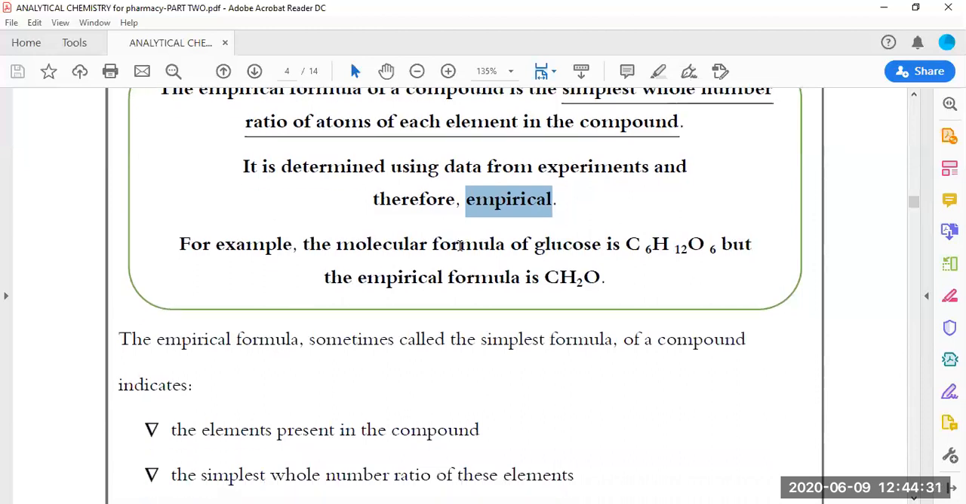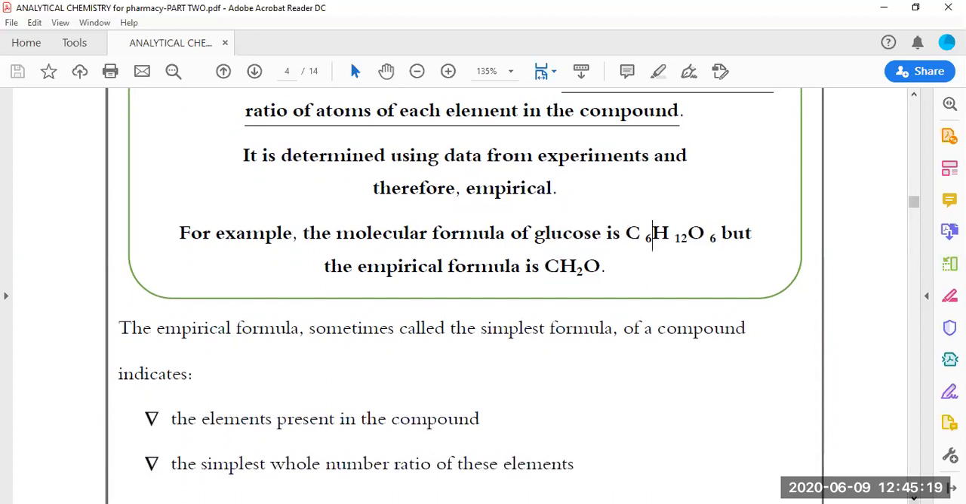It's not something theoretical. For example, the molecular formula of glucose is C6H12O6. That's the actual formula for glucose. In each molecule of glucose, we have 6 carbons and 12 hydrogens and 6 oxygens. But the empirical formula is CH2O because the ratio between 6 and 12 and 6 is 1 to 2 to 1. So that's why the empirical formula is CH2O. The empirical formula for glucose is not the actual formula. This is the actual formula, but this is just giving you the ratio between the atoms. So this is the empirical formula.